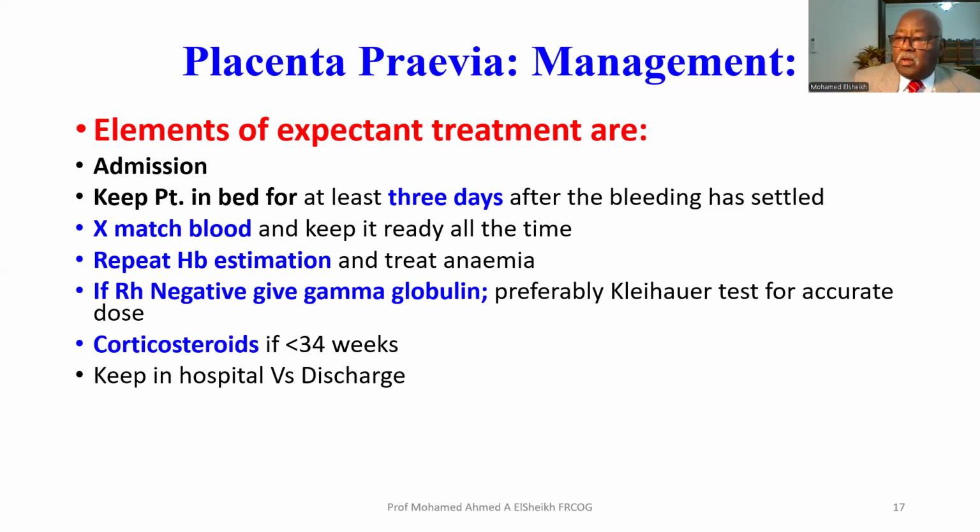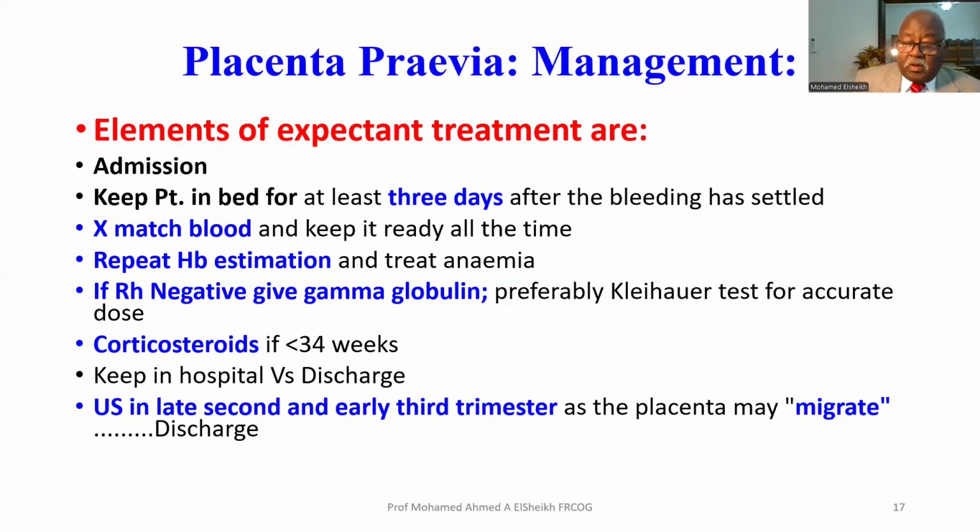Is she living near the hospital? Can she come if the bleeding has occurred at a sudden point during the night? So many factors you take, and accordingly you will decide. You may keep her till delivery, or you may send her home to come at 37 weeks, or if she feels pain.